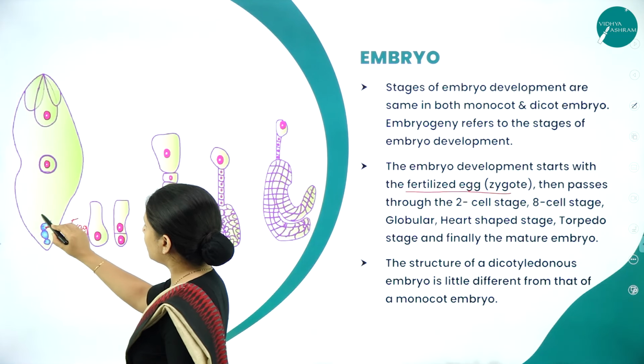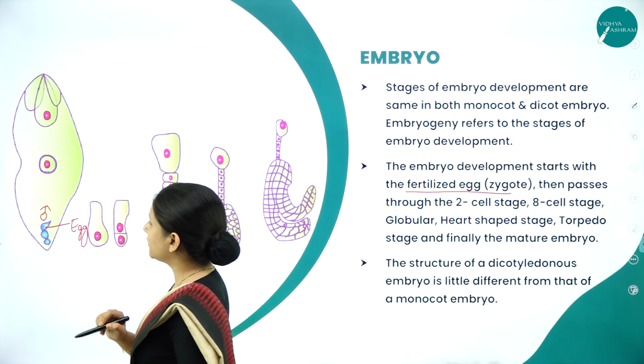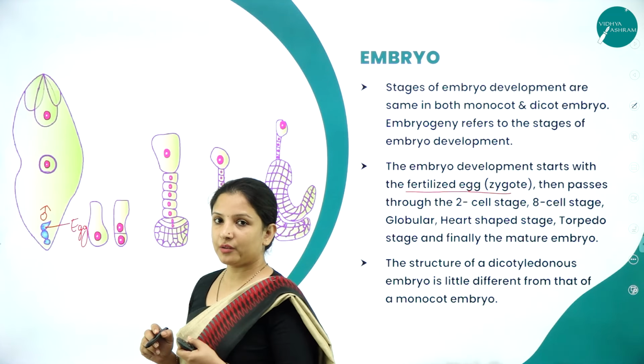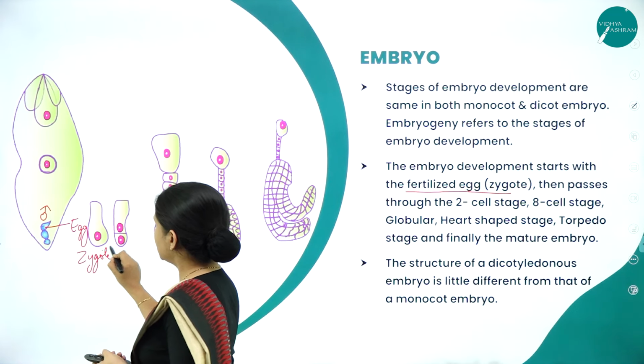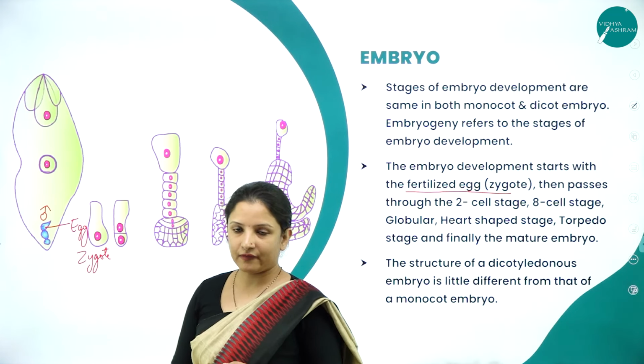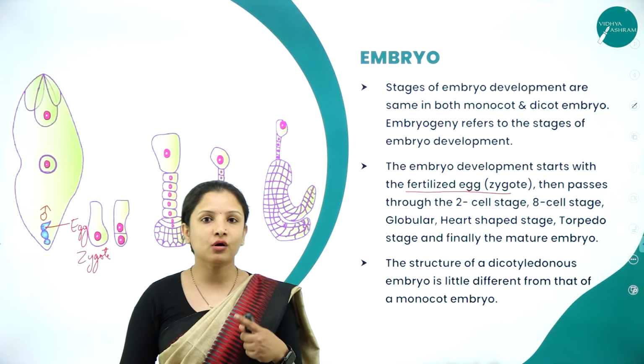So to this egg cell, what happens? One of the male gametes will go and fuse. That will develop into a zygote. Now this is the zygote. Zygote is a single cell. That zygote will undergo division.